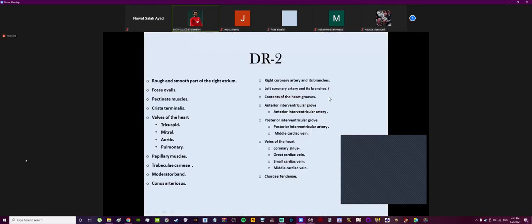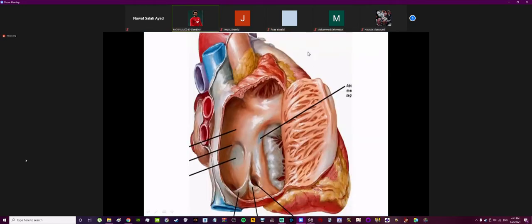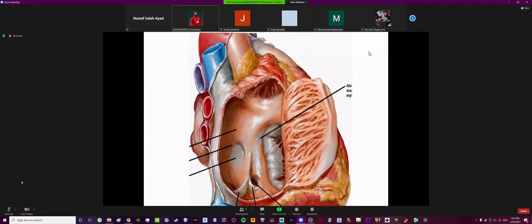Regarding number 2, we will open the heart to see it from inside. If you remember the right atrium, we open the right atrium. This is the fossa ovalis and the annulus ovalis. This is the inferior vena cava opening, the superior vena cava opening, the tricuspid opening, and the opening for the coronary sinus.